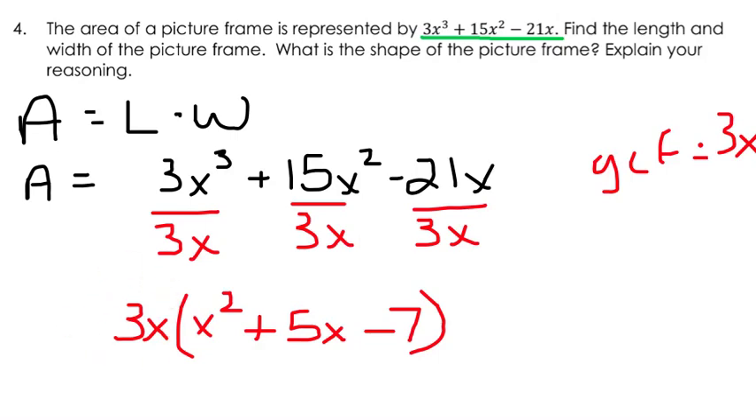So 3x is really going to represent my length, and then my x squared plus 5x minus 7 is really going to represent my width. So to answer the last part of this question, what shape is the picture frame? If I have a length of 3x and a width of x squared plus 5x minus 7, these are two different values. So if I had to guess, my length and width are different sizes. Therefore, it can't be a square, so the resulting shape must be a rectangle.